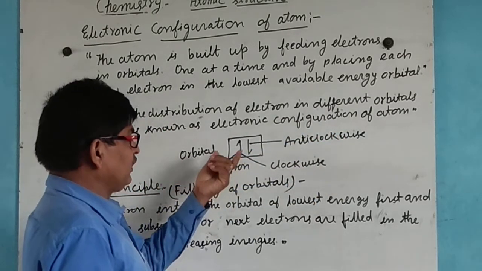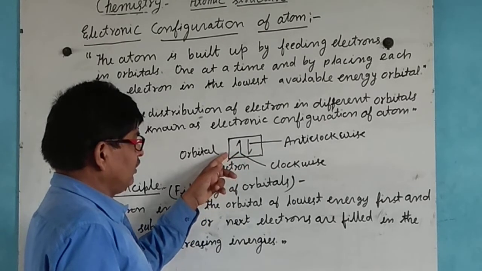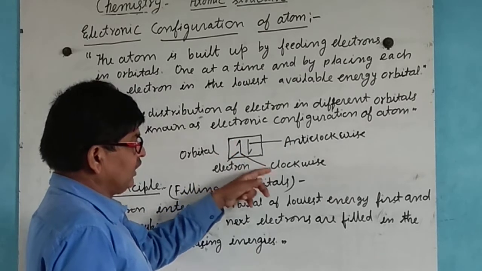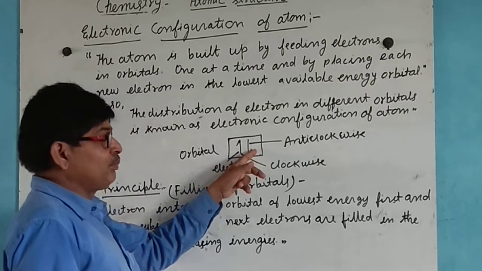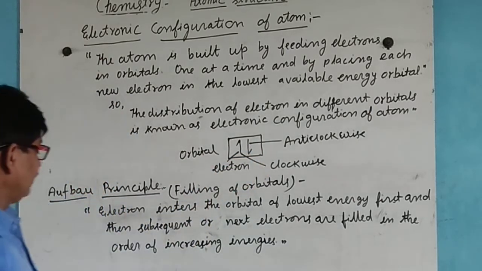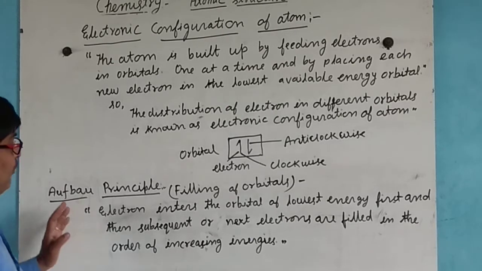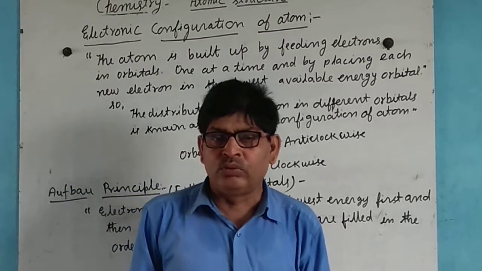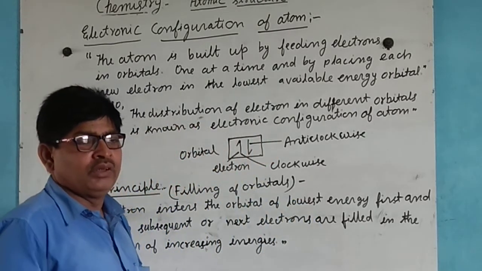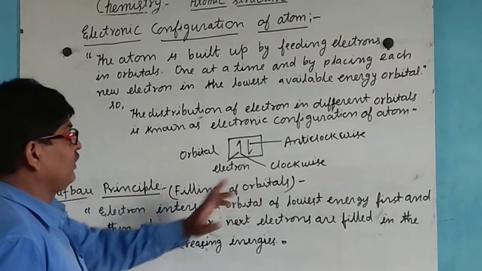Now let us suppose that here are the orbitals and these are the electrons, and this is clockwise spin of electron and this is anti-clockwise spin. Now for writing the configurations we use the Aufbau principle, Hund's rule, and Pauli exclusion principle. First of all we study about the Aufbau principle, filling of orbitals.